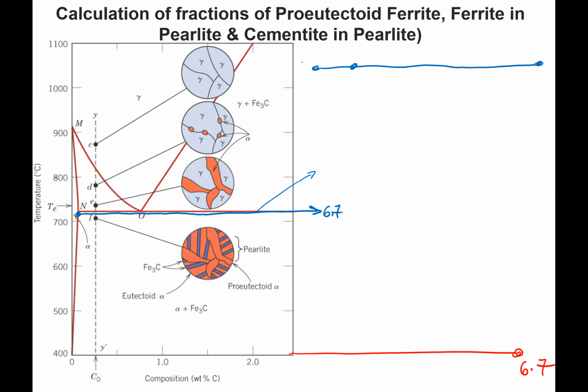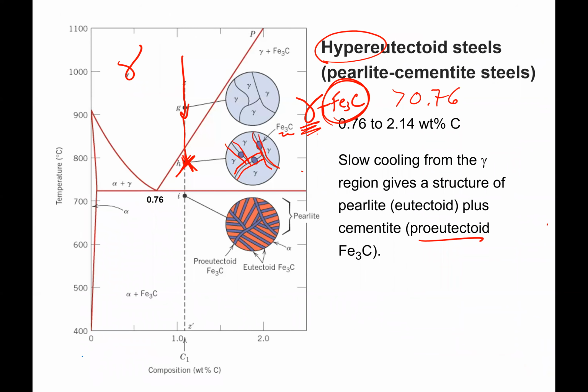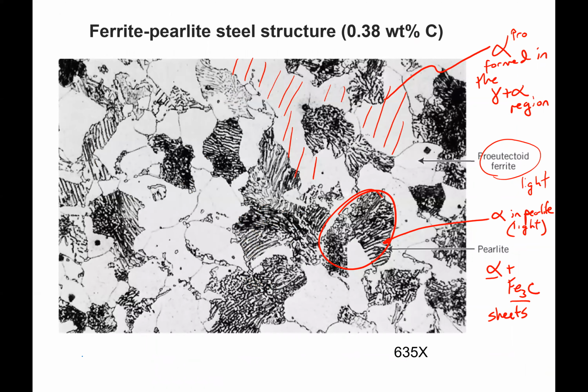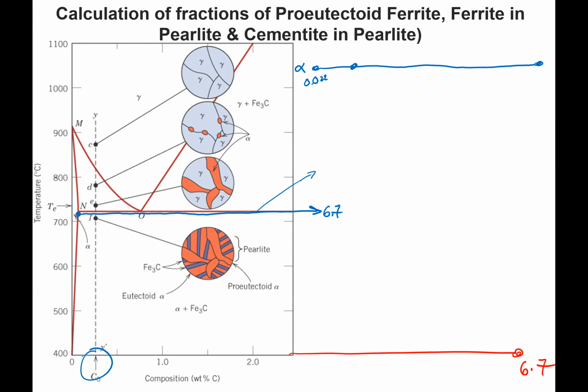On this end, it's ferrite at 0.022. I want to label that. My C0 in this case looks like it was about 0.25. Let's see what it was for this one, 0.38. So this here is 0.38. And then all the way on the right side, we have cementite, and that's at 6.7. So that's one of my tie lines.